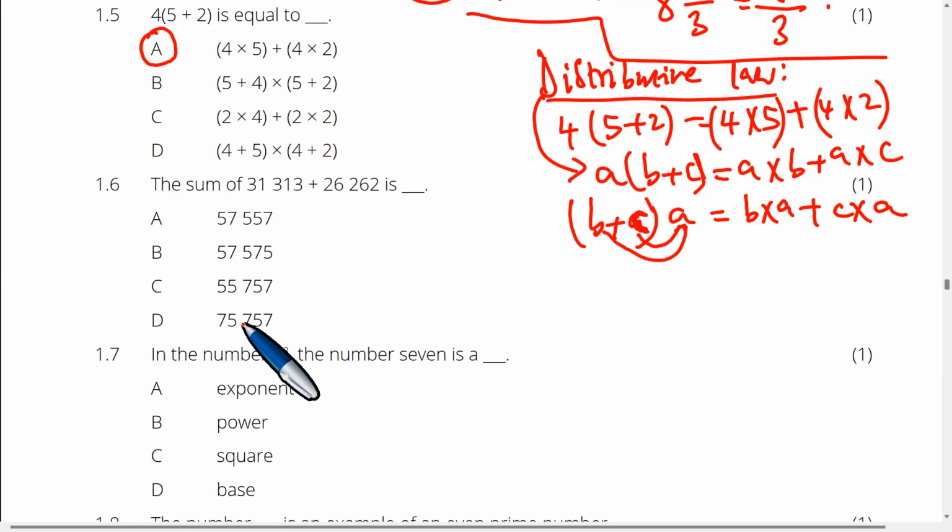Is it B? Well done. It is option B. Right, it is option B because you're just adding these numbers up.